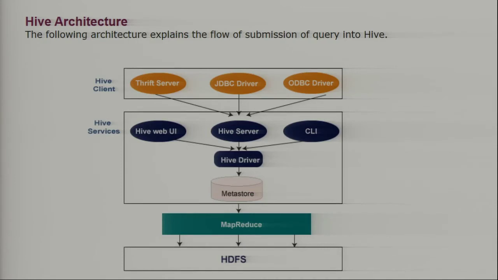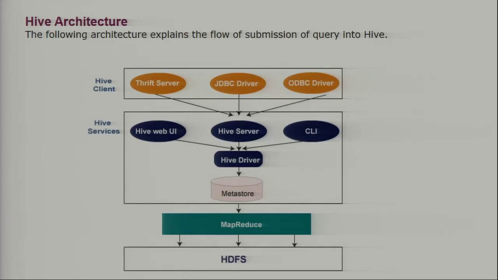This is a point to be taken care of. What happens when I say Hive services? It has certain components which are very important for us to work on. So we have the Hive web UI, the user interface, the Hive server, then the CLI, the command line interface, the Hive driver, then the metastore. So basically we have 5 points which need to be worked out: web interface, server, CLI, driver and metastore.